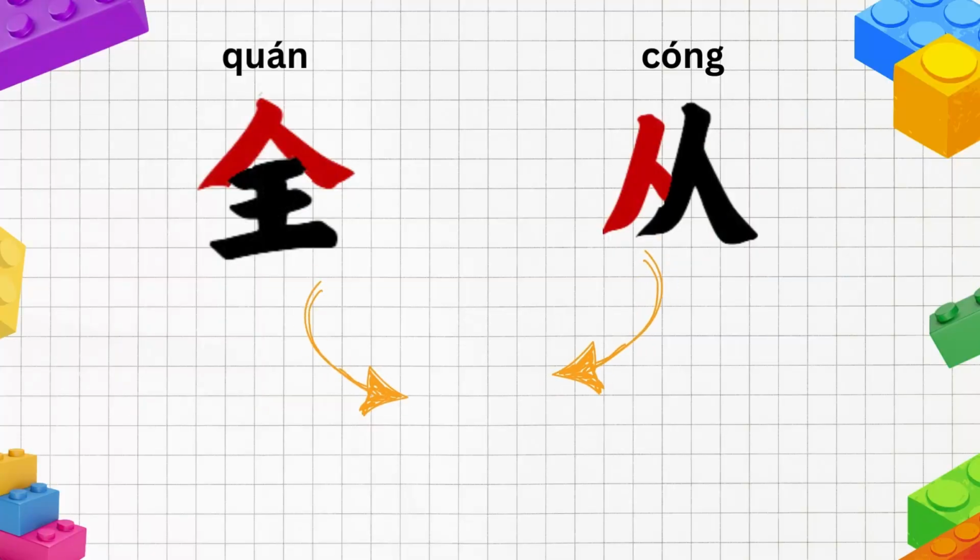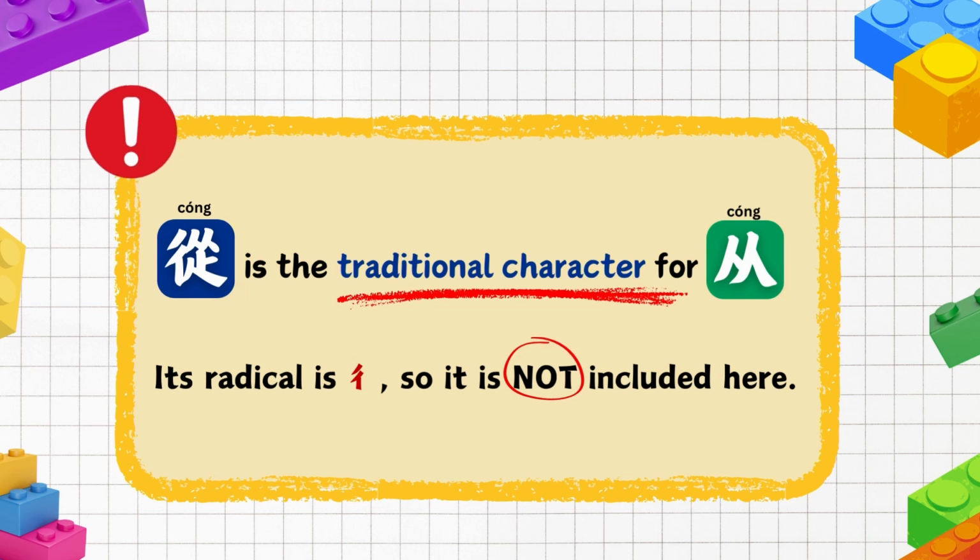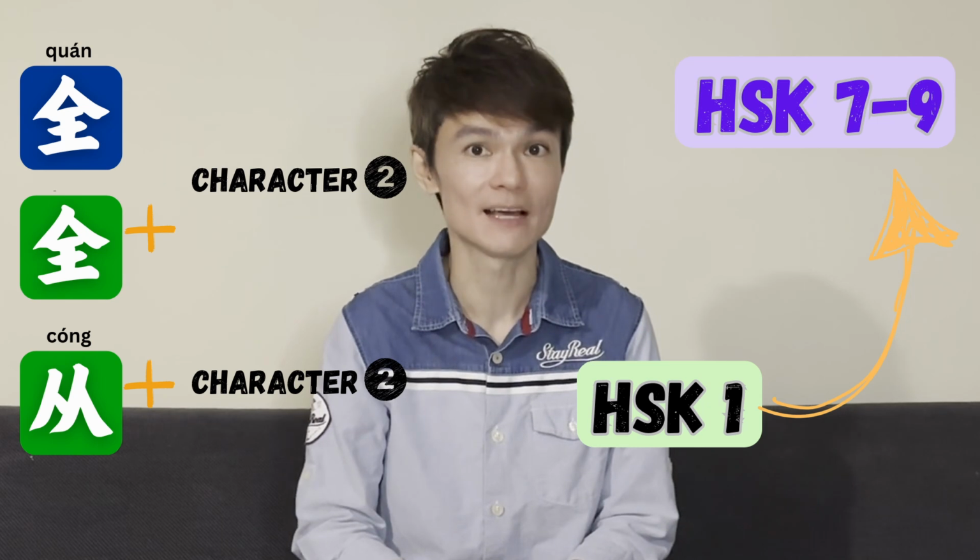Take a quick look at these 2 characters, 全 and 从. What do they have in common? That's right, they both have the 人 radical. 从 is the traditional character for 从. Its radical is 吃, so it is not included here. Now, we can use these 2 characters to form more words across different HSK levels.